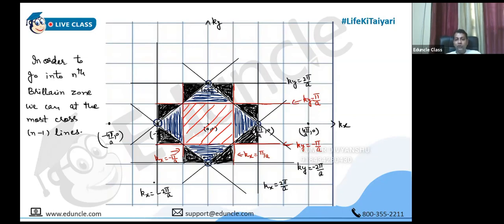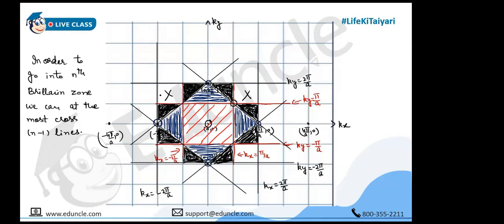If we apply this rule to the third Brillouin zone, when we start from the origin, in order to go into this region, we are crossing 3 lines. Please check, this point is an intersection of 3 lines. So in order to reach this region, we are crossing 3 lines. According to this rule, in order to go to the third Brillouin zone, we can cross at the most 2 lines. So this region cannot belong to the third Brillouin zone. It belongs to the fourth Brillouin zone. Is it clear?